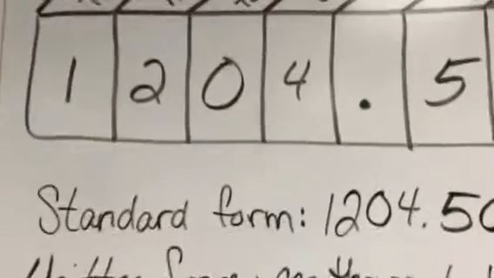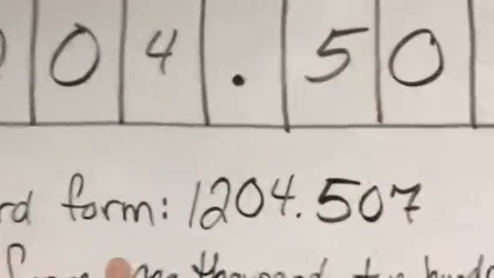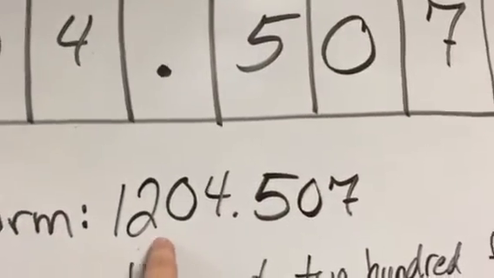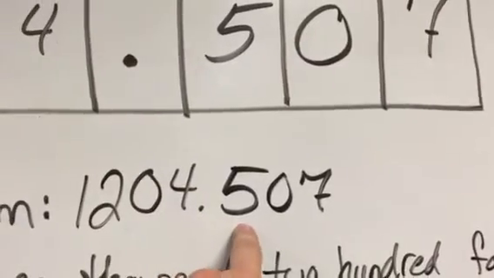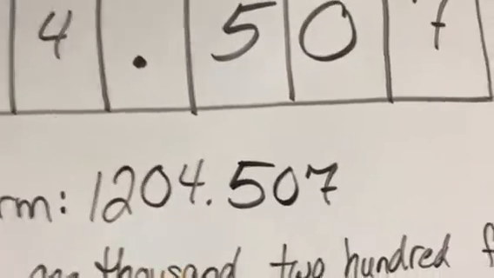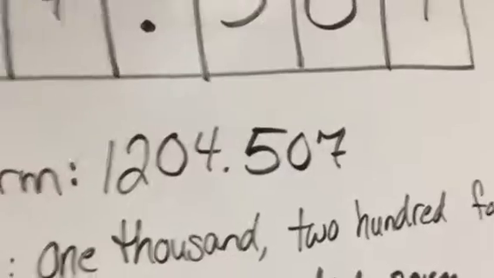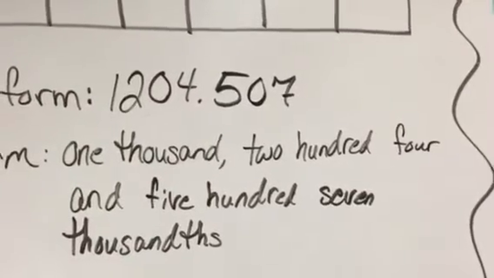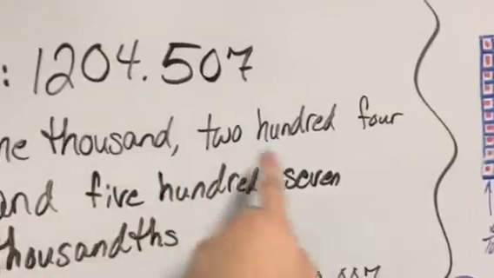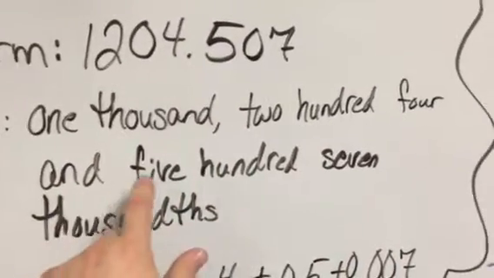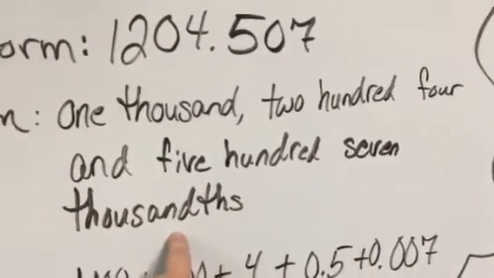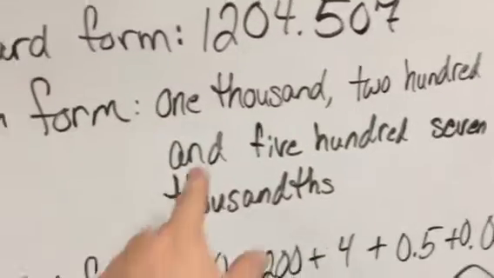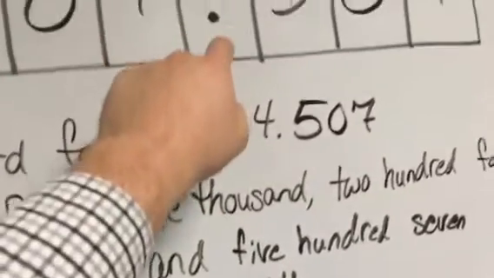If I were to say this in standard form, that's just the number right here. So 1,204 and 507 thousandths. That's exactly how I would say it. In written form, it just takes a little bit more paper to do, right? So we write out 1,204 and 507 thousandths. Notice the only time I wrote the word "and" was in place of the decimal point.